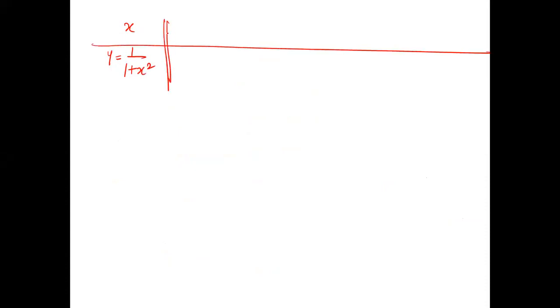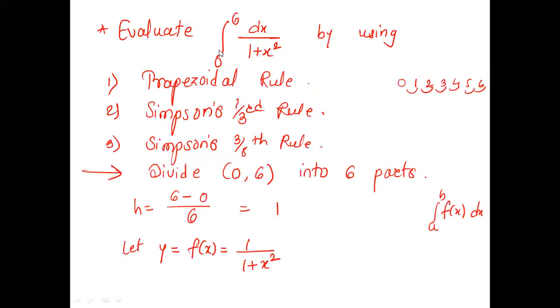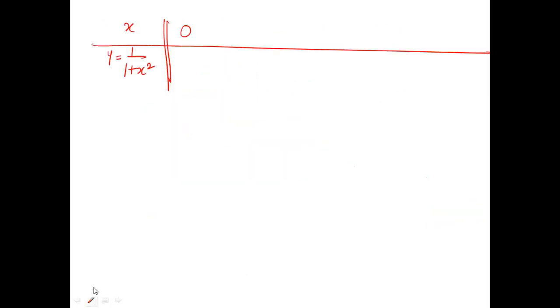So it starts with 0 and you are taking h as 1. After 0, the width is 1, so after that you will get the value 1. Then 2, then 3, then 4, then 5 and 6. We go up to 6 as the upper limit is 6.